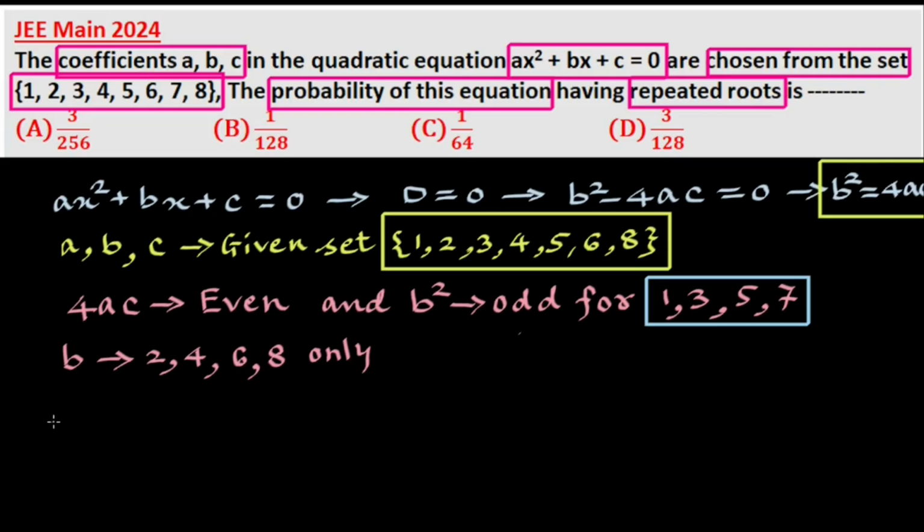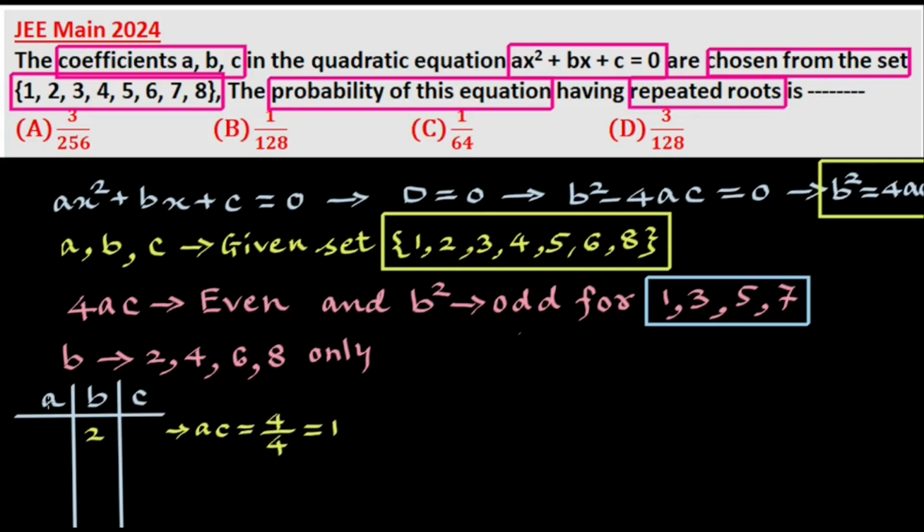For favorable outcomes, we have to make different cases. For that, we will prepare a small chart for a, b and c. If b is 2, ac will be 2 square 4 upon 4, 1. So the only combination for a and c will be a equals 1, c equals 1. Now we will choose b equals 4, which implies ac will be 4 square 16 by 4, 4. So this 4 can be achieved by taking a equals 1 and c equals 4, a equals 4, c equals 1 and a equals 2 and c equals 2.